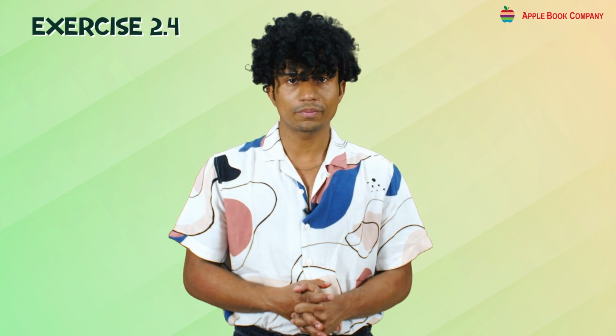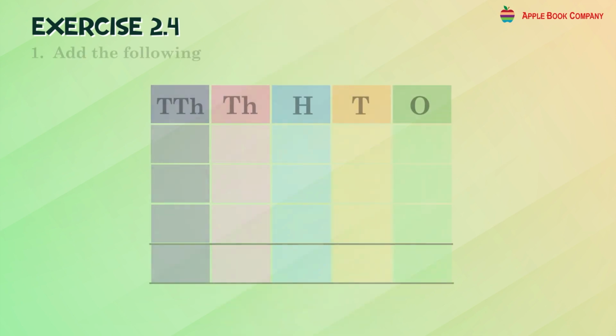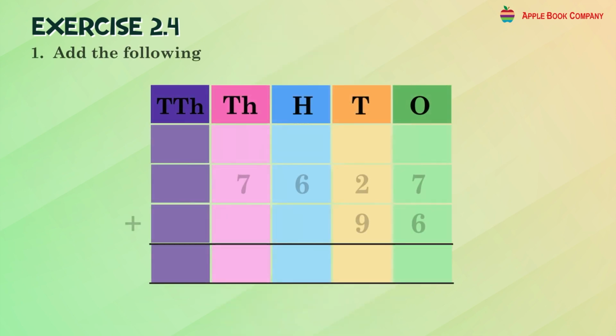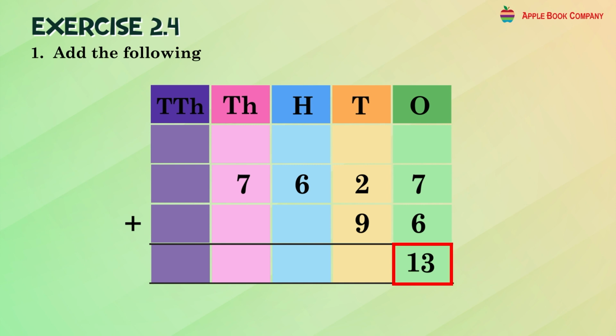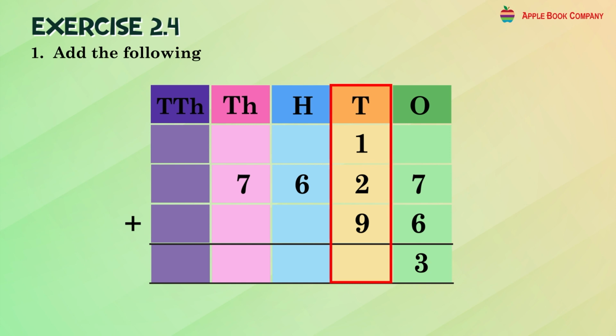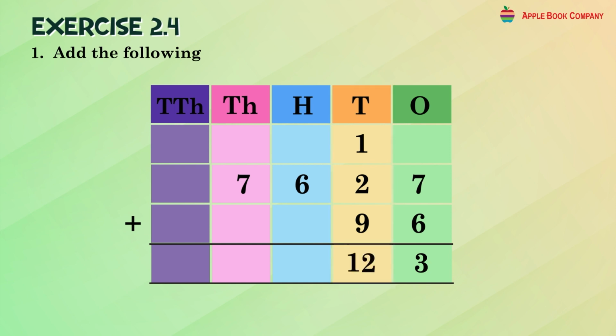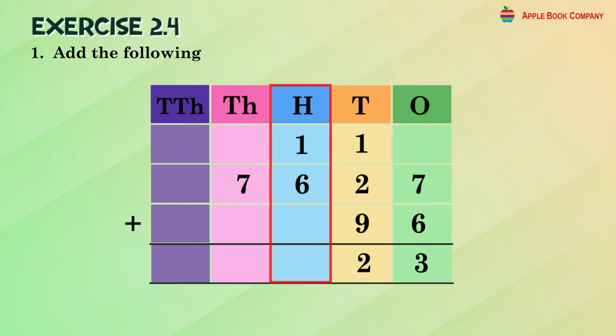Exercise 2.4. Add the following. We've been given two numbers, 7627 and 96. Now, when we place them in the correct columns, we add 7 and 6 in ones, which gives us 13. So we write the 3 in the ones and carry the 1 to the tens. 1 plus 2 plus 9 is equal to 12. So we write 2 in the tens and carry 1 to hundreds. 1 plus 6 gives us 7 in hundreds.